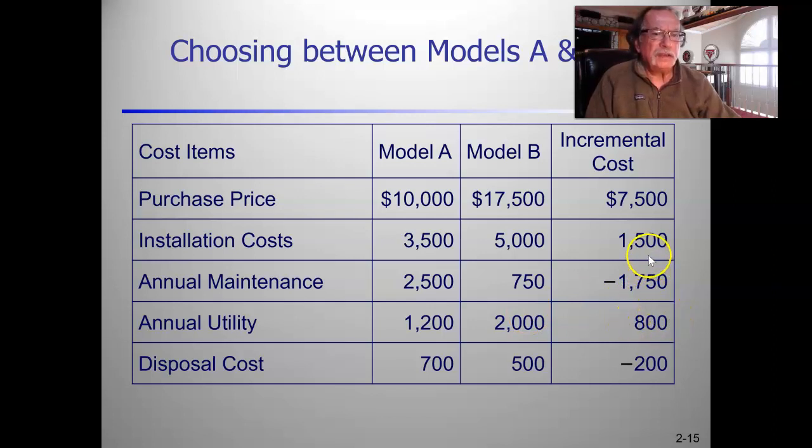So you're going to spend, I don't know if I said $8,000 or not, you're going to spend $9,000 more. You're going to save $950 a year. So you better be holding on to this thing for 8 or 9 years just to break even. And then there's a disposal cost. So once this is over with, you have to get rid of the equipment that you purchased, and it costs you more to get rid of Model A for some reason than you get rid of Model B.